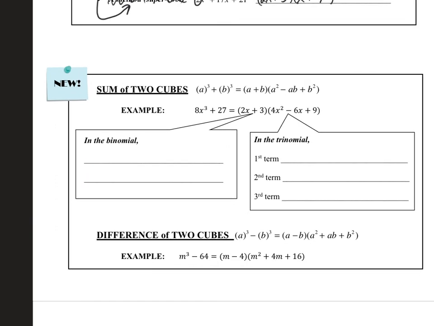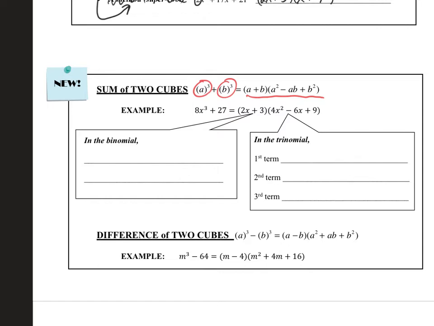Now we're talking about sum of cubes and difference of cubes. This is kind of similar to difference of squares or a perfect square trinomial. It's a pattern, okay? So basically, if you have a sum of two cubes, so we have a cubed plus b cubed, that's going to factor like this: a plus b times a squared minus ab plus b squared.